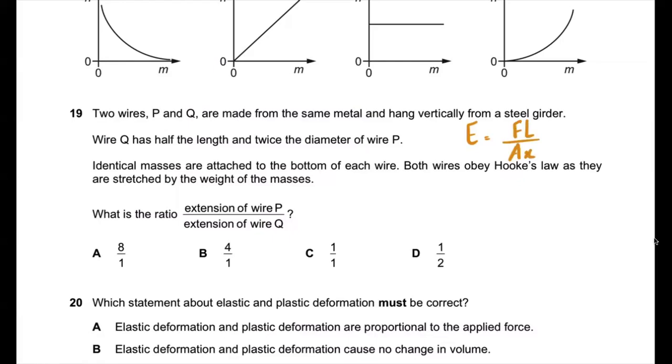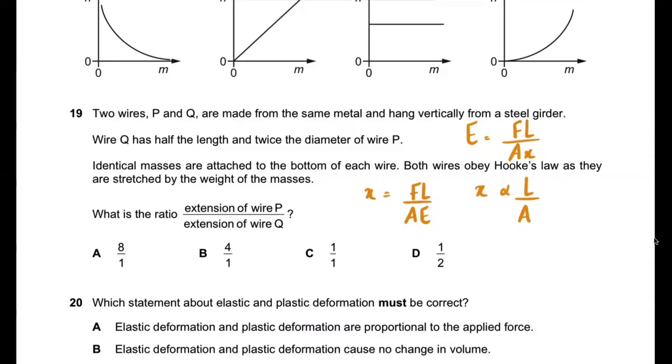Now, because you need the ratios of the extension, let's make extension the subject. So this would then become X equals FL over AE. Now let's see what is really changing here. Because identical masses are added to each wire, F is the same, right? And they both are made from the same metal, so the Young modulus is also the same. So I can say that X is really proportional to L over A, right?